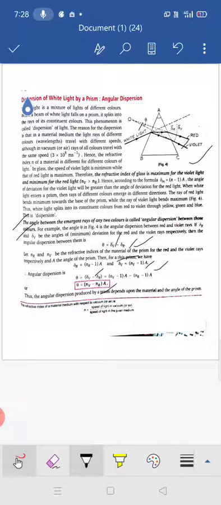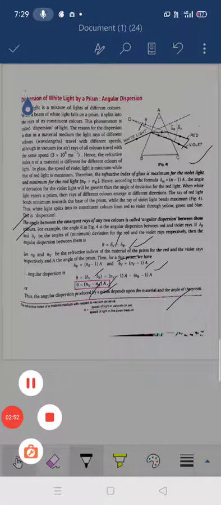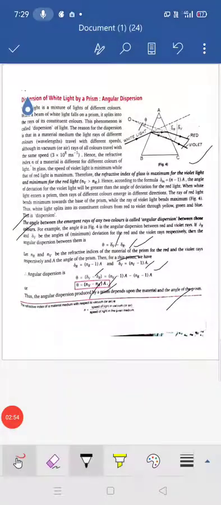Thus the angular dispersion, that is theta, produced by a prism depends upon what? Depends upon the material, because it depends upon the refractive index. Eta V and eta R are the refractive indices of the material, as well as A, which is the angle of prism. Understood? Good. So you should remember this formula, this final formula for theta.